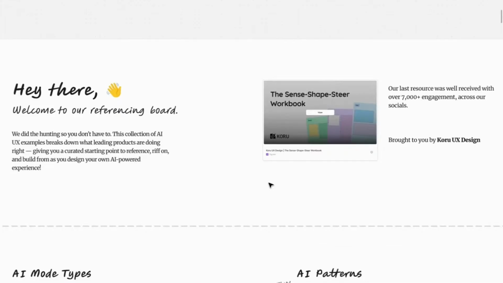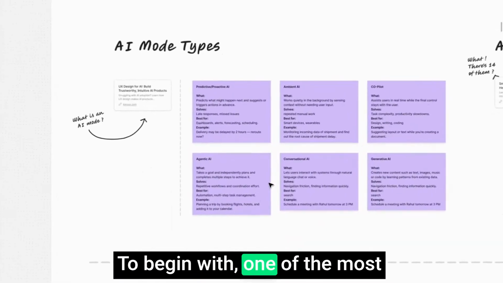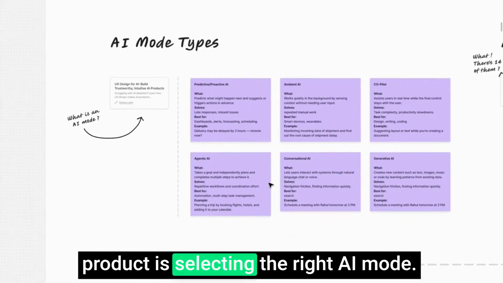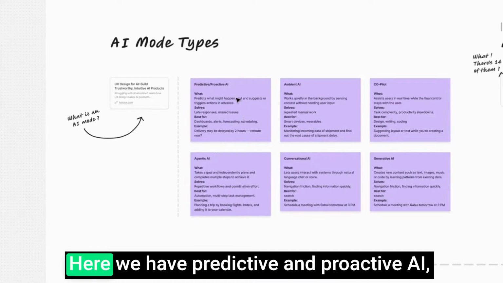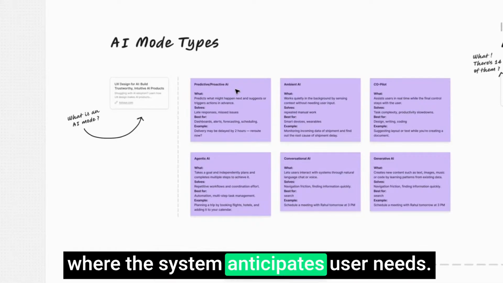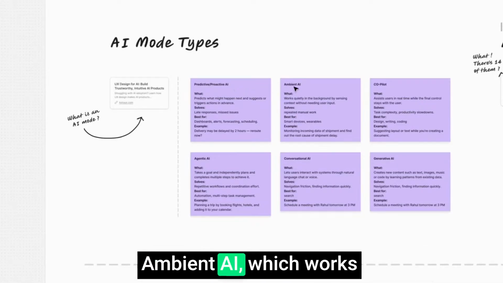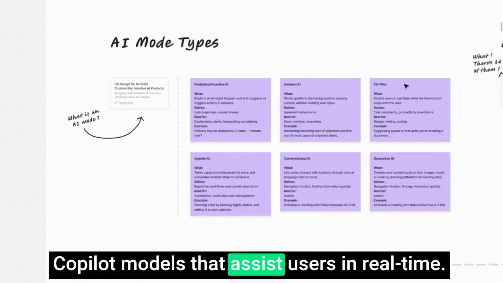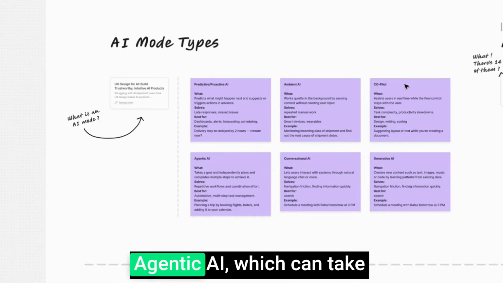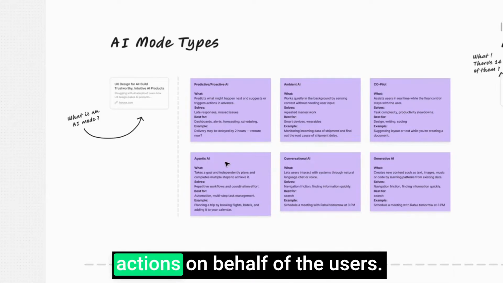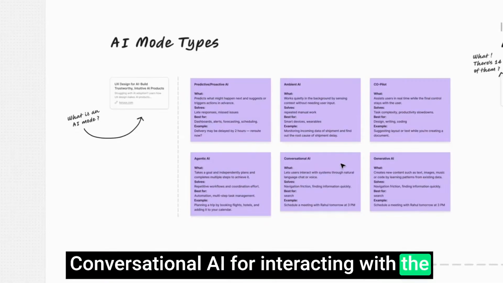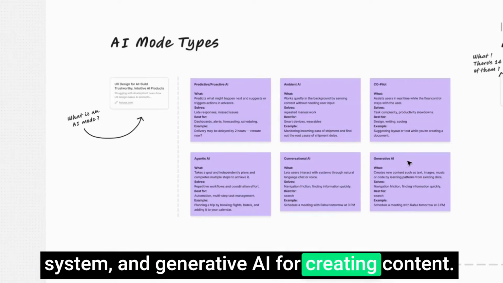To begin with, one of the most important decisions when building an AI product is selecting the right AI mode. Here we have predictive and proactive AI, where the system anticipates user needs, ambient AI, which works quietly in the background, copilot models that assist users in real time, agentic AI, which can take actions on behalf of the users, conversational AI for interacting with the system, and generative AI for creating content.